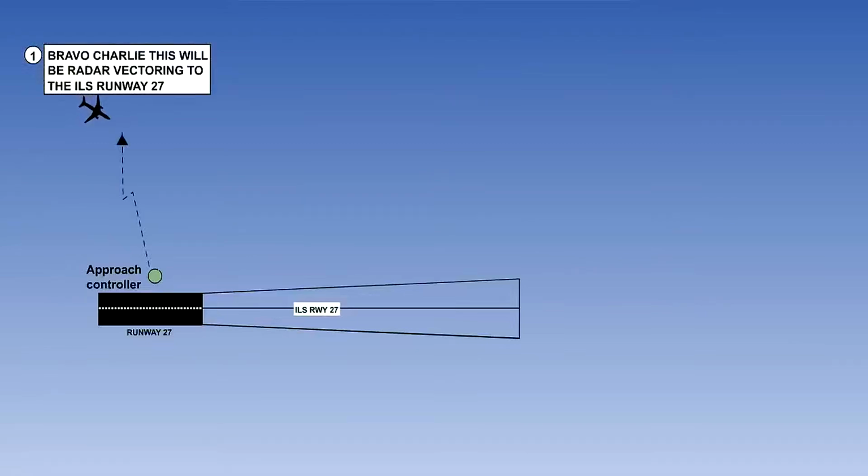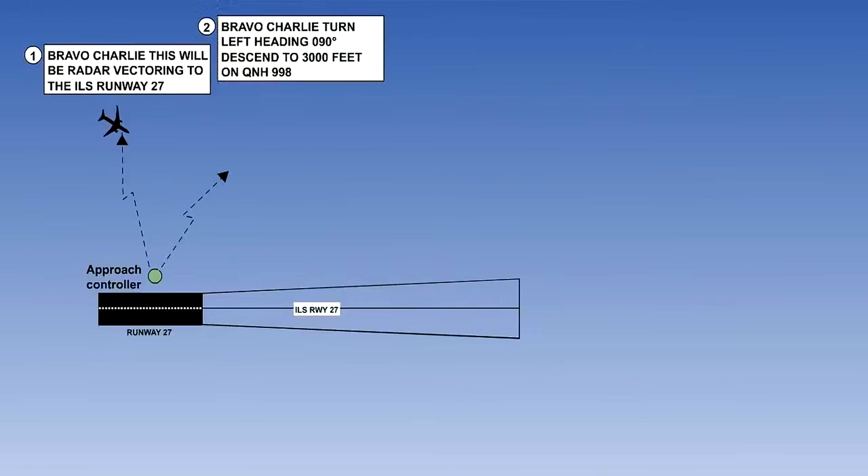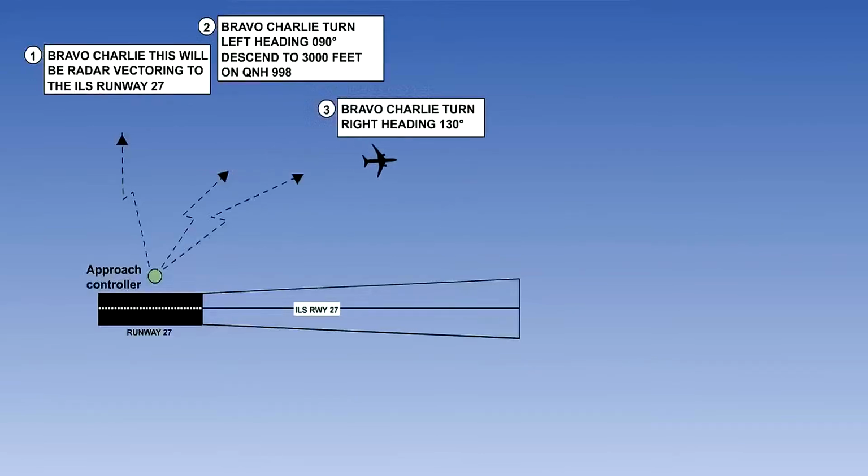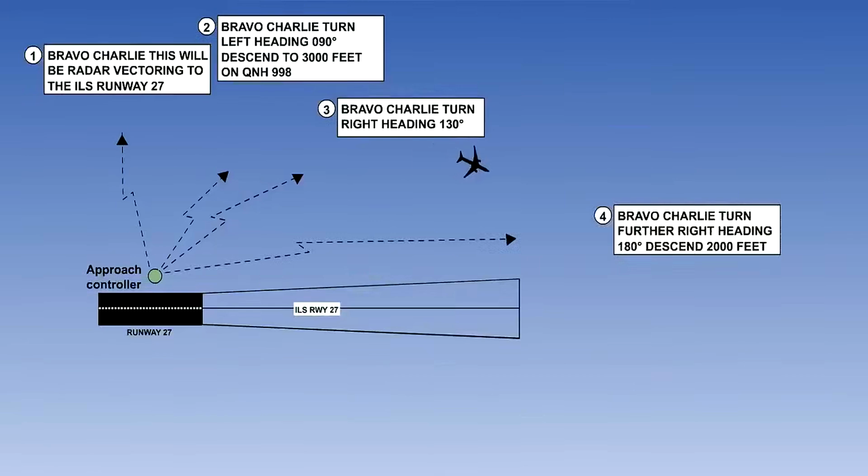Bravo Charlie, this will be radar vectoring to the ILS runway 27. Bravo Charlie, turn left, heading 090 degrees, descend to 3000 feet on QNH 998. Bravo Charlie, turn right, heading 130 degrees. Bravo Charlie, turn further right, heading 180 degrees and descend to 2000 feet on QFE 982.